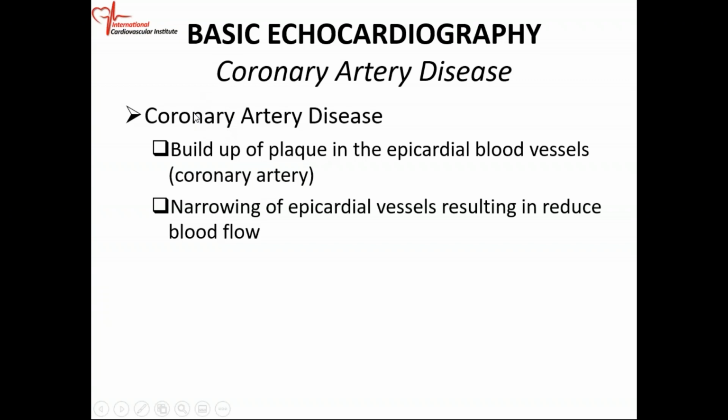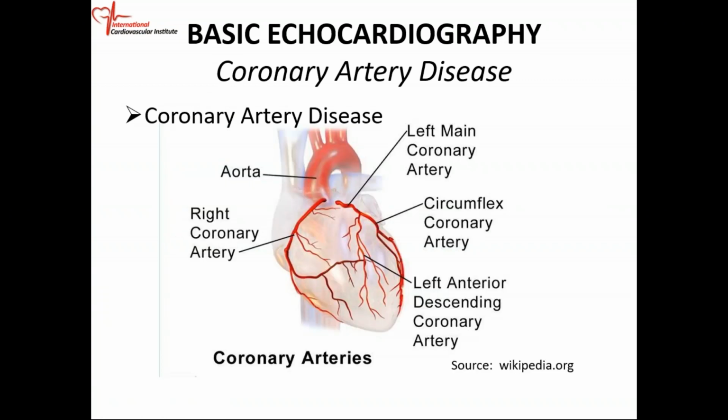And we're talking about the blood vessels on the surface of the heart. So if you want to revise the anatomy, remember, there are basically three main blood vessel distributions. And remember, these blood vessels come off the sinus of Valsalva, where you have the aortic root.